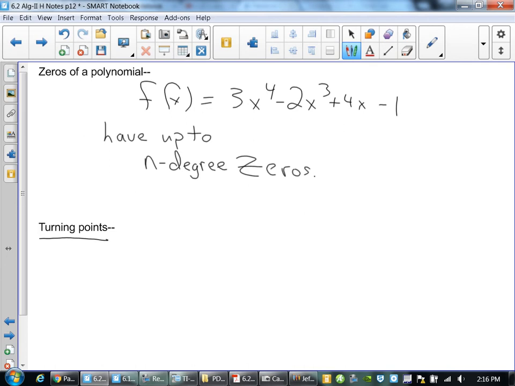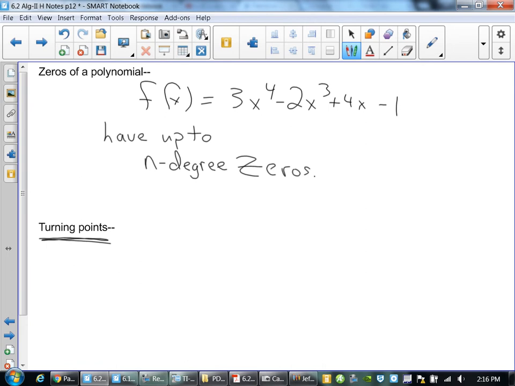The next one is called turning points. We don't use turning points as much in Algebra 2, but we use them a lot in pre-calc. And knowing that all of you are going to be in pre-calc next year, you might as well learn a couple of terms. I know, I'm asking a lot. What do you think turning points mean? This is a tough one. Where it turns.